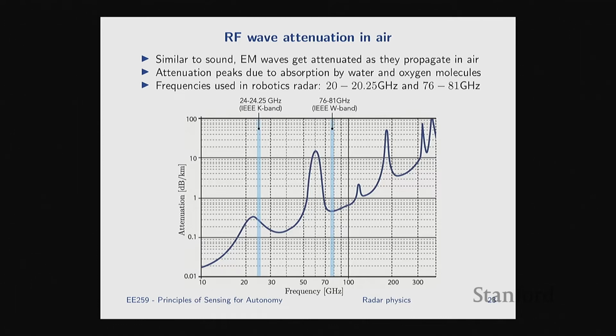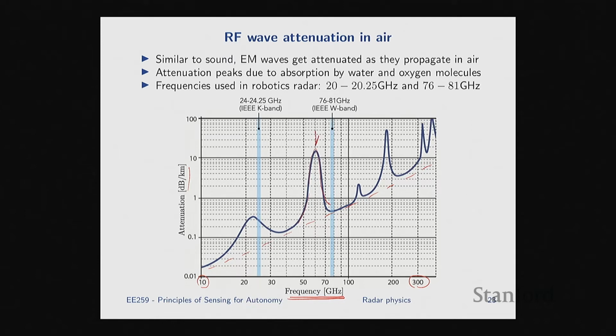So this plot here, the x-axis is the radiation frequency in gigahertz. So we're going from 10 gigahertz to a few hundred, 350 probably. And then the vertical axis is the attenuation factor in dB per kilometer. And as you see, the general trend is higher frequency, higher attenuation. But there are some very sharp peaks at specific frequencies.